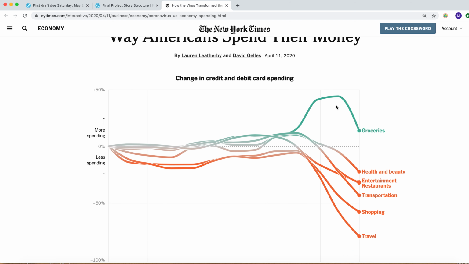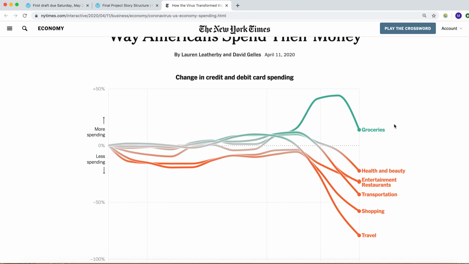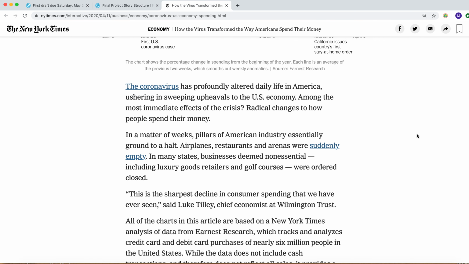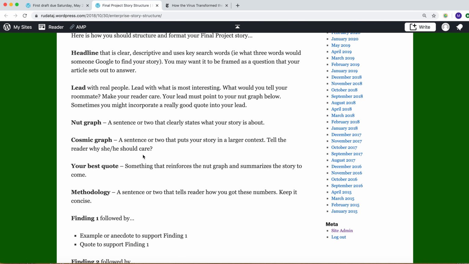It also has a nice visual right at the top. It's good to have a visual at the top, or you can put a photo at your top. It's nice to have something visual to draw your reader in. After that is your lead. Lead with what is most interesting.